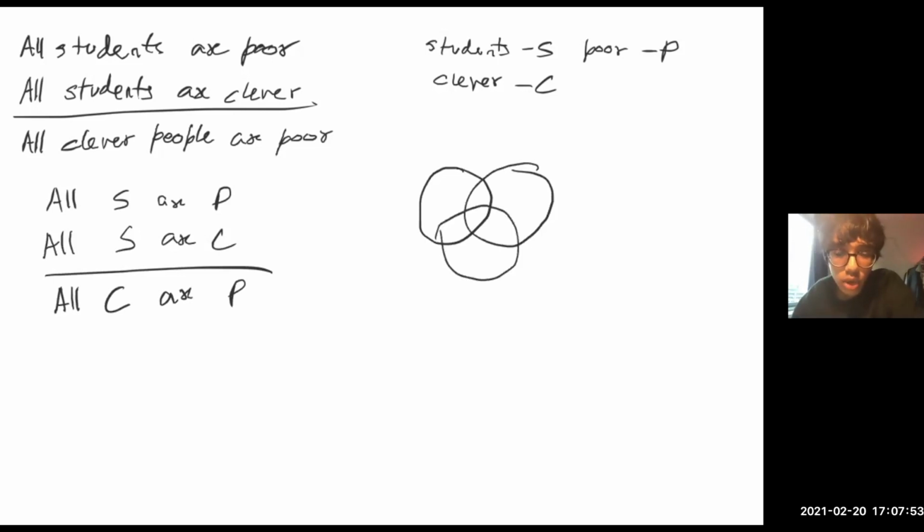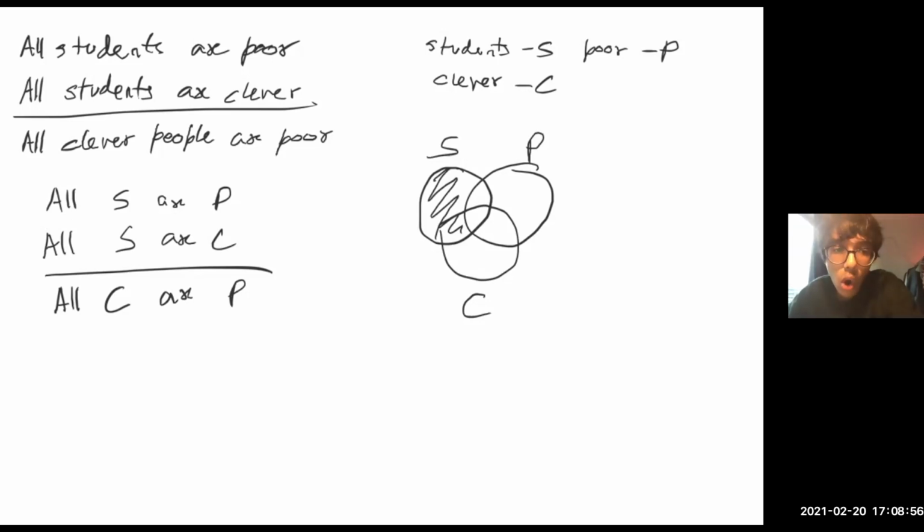Let's assign each one of these circles to a different predicate: S, P, and C. Let's get started on solving them. The first premise is all S are P. What we need to understand by that is that it's a universal statement, so there's only one case, and we need to cross something out. According to the representations, what we need to cross out is that area right here, because we know that all the students that exist are poor, so they have to be a part of poor as well.